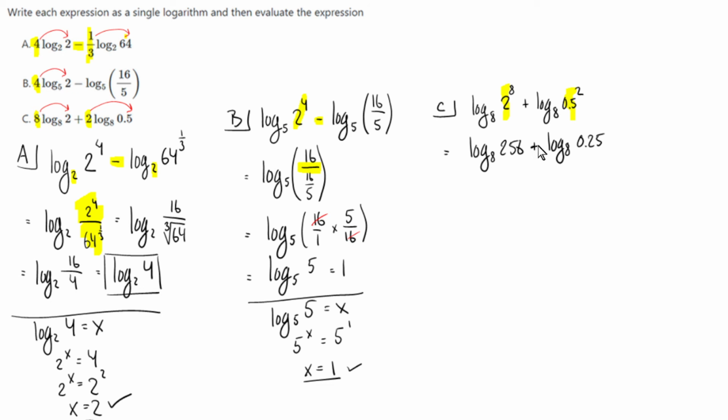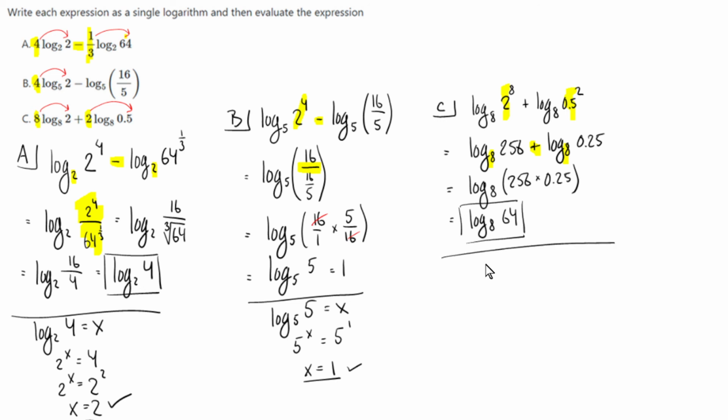And so now we're adding two logs. The two logs have the same base. They both have a base of 8. So whenever we're adding two logs with the same base, we can rewrite this as a single log using the product law. So we're going to get log with a base of 8, and then we're going to multiply the two arguments, 256 times 0.25. And that's going to be 64. So this is our single log.